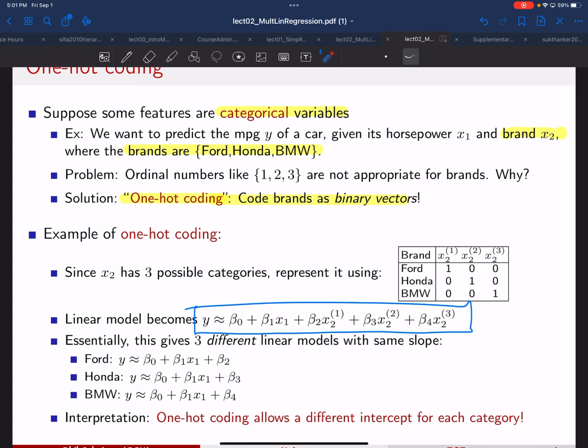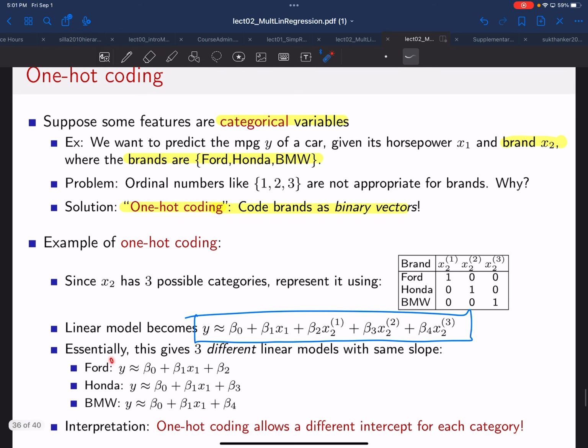Essentially, you get this new linear model that has the flexibility to use a different intercept term for each one of these categories. All the Ford terms can have their own intercept, the Honda terms can have a different intercept, and the BMW terms can have a different intercept. But they all have the same slope. Is it sort of clear what's happening here?